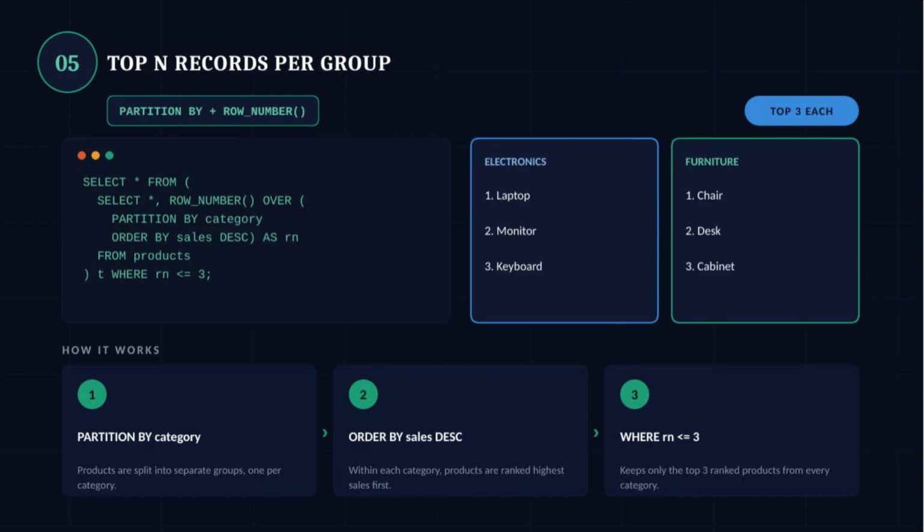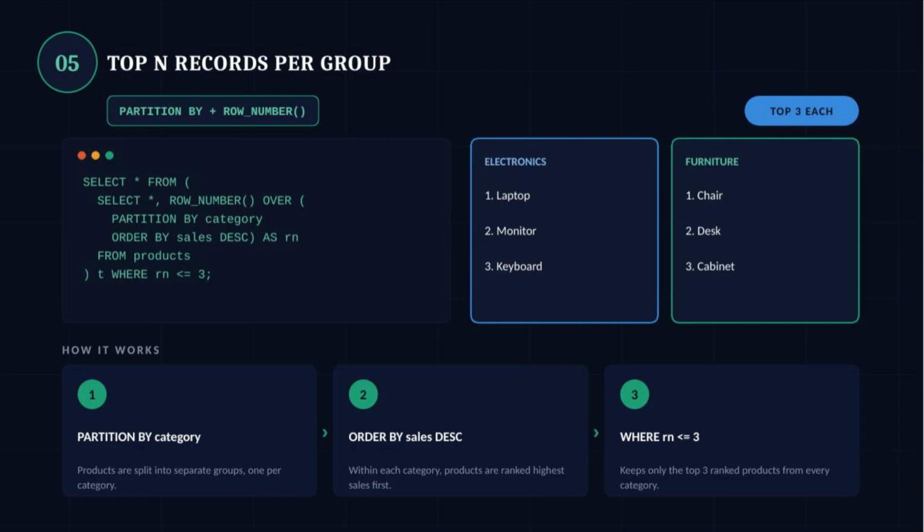Query 5, top n records per group, a natural extension of the previous pattern. Instead of keeping just the single best row per group, we keep the top several. Step 1. Partition by category. Just like before, we split the table into independent groups, this time by product category instead of customer. Step 2. Order by sales DESC. Within each category, products are ranked from highest sales to lowest.